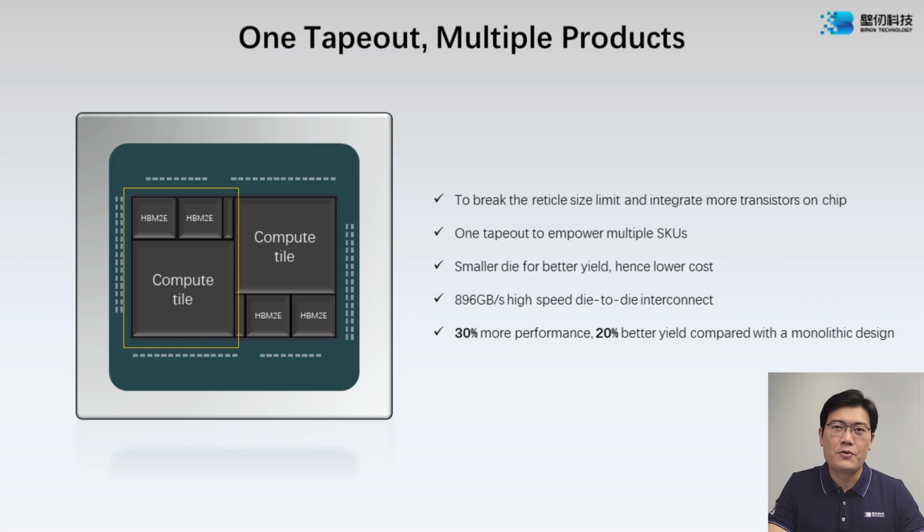With 5 Cs in mind, one key decision we made back in 2019 was to use one tape-out for multiple products. The obvious benefit was that we could break the reticle size limit and integrate more transistors into a chip. In addition, smaller individual dies yield better and lower cost further. We use the most advanced die-to-die technology, which has nearly 900 gigabytes per second bandwidth, to ensure inter-die communication is transparent to end users. Compared with a hypothetical reticle size design, BR100 has 30% more performance and 20% better yield. More importantly, we are now capable of leveraging one tape-out to form multiple SKUs.